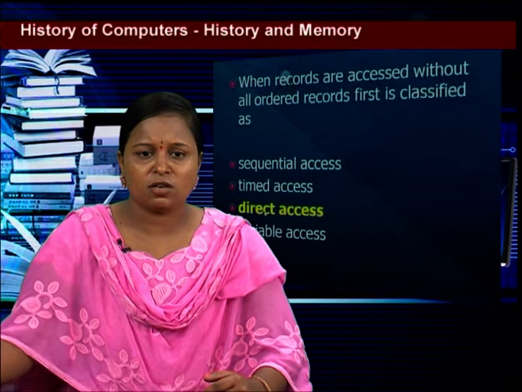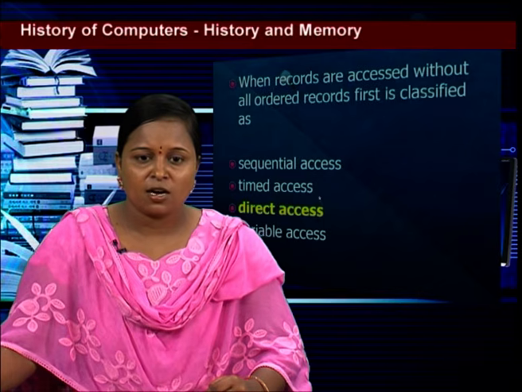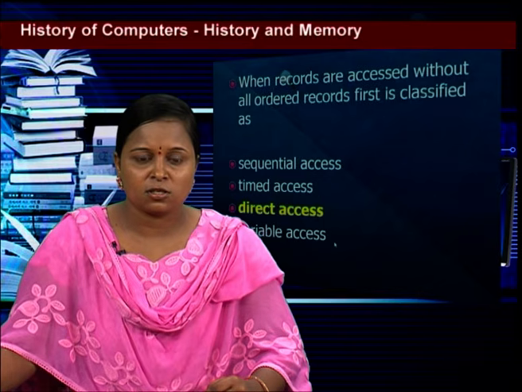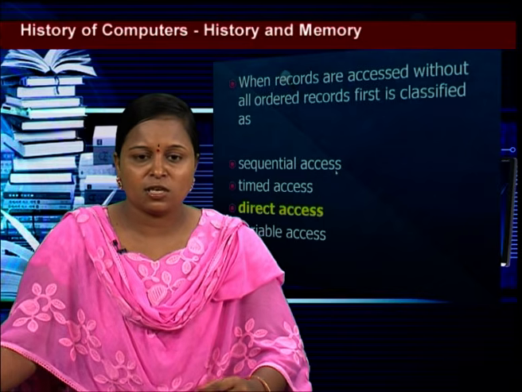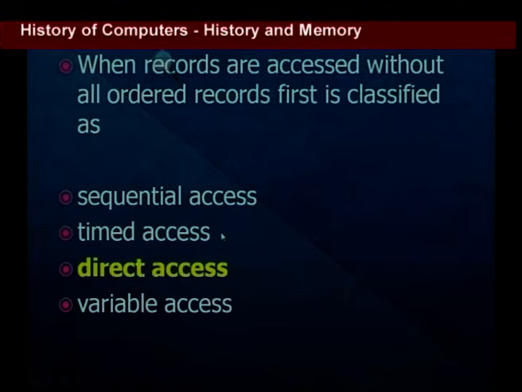So, check the answers here: sequential access, timed access, direct access, variable access. Sequential access is nothing but an algorithmic procedure. Timed access consists of time, and the next is direct access, variable access. Variable access is not suitable for direct access, which is the order for records first classified as.